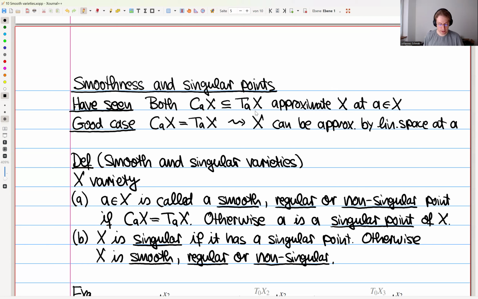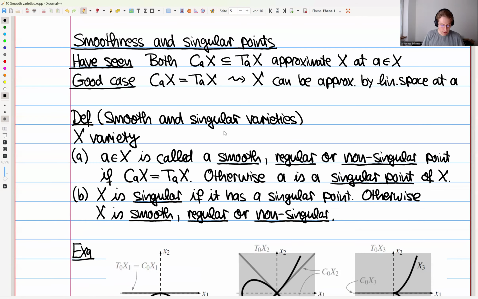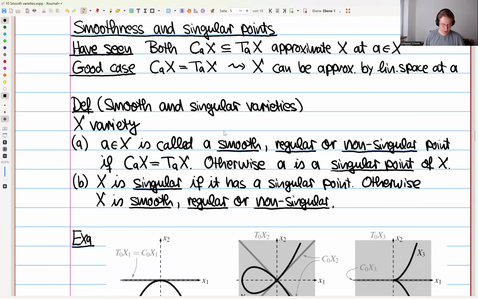And now we're going to see the best case here, when you actually have an equality, when the cone and the tangent space agree. And this means that then X can be nicely approximated by a linear space at the point A. And so we give a name to this good situation. So when X is a variety, A is a point in there, then we say A is a smooth point or a regular point or also a non-singular point.